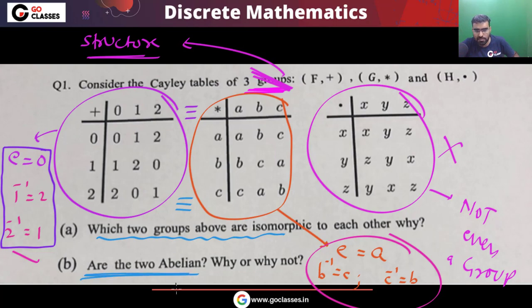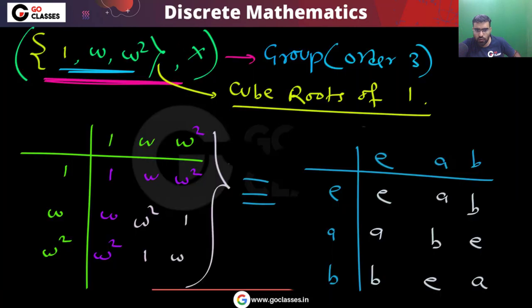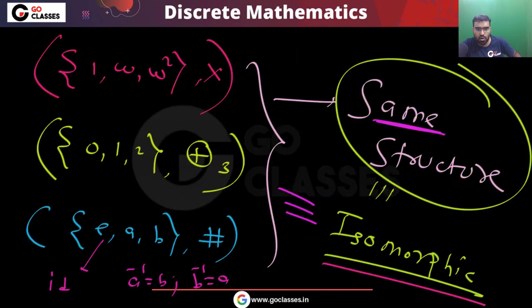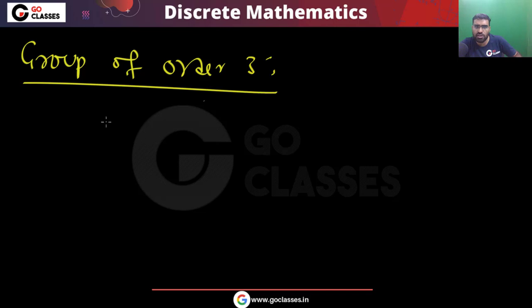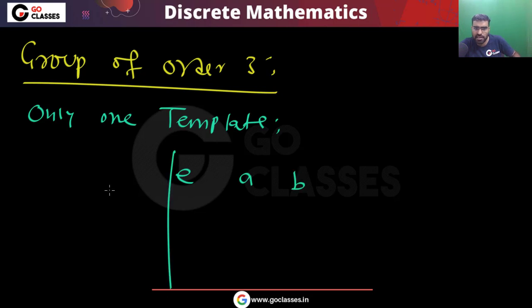Are they abelian? Yes, they are abelian because only one structure is possible for this order. You can see only one structure is possible. I told you, if you have a group of order 3, we have already seen that only one structure is possible. There is only one structure, or I can say there is only one template. And this is your template, that there is an identity element and the remaining two elements are inverse of each other. Okay, so this is the template.